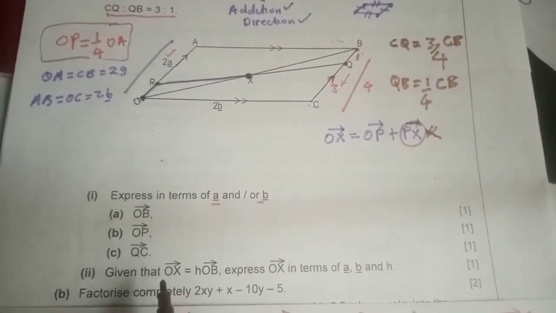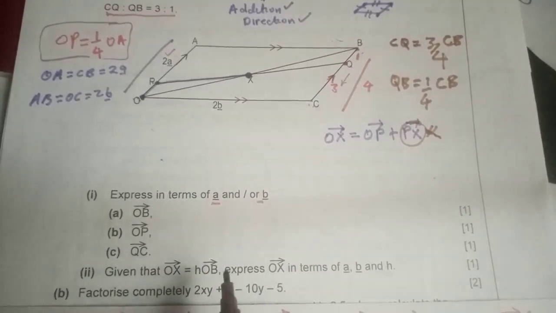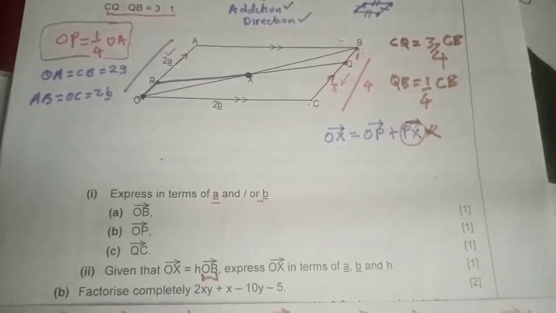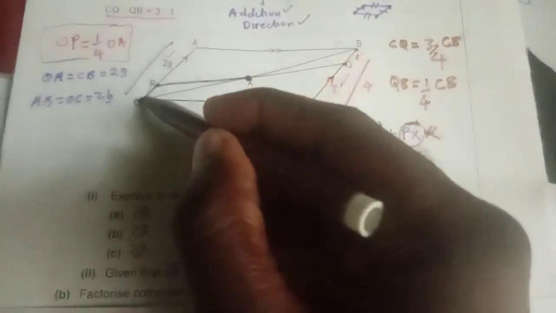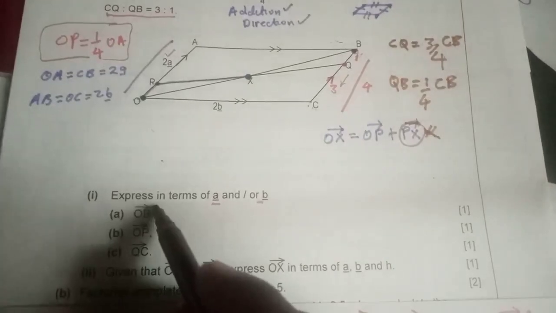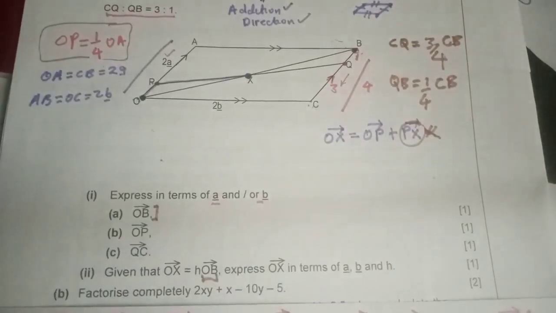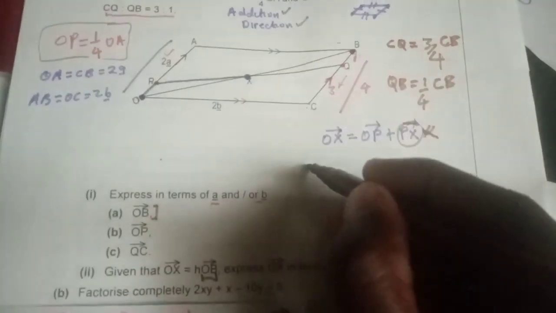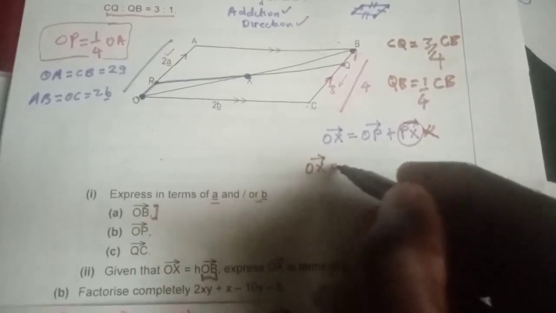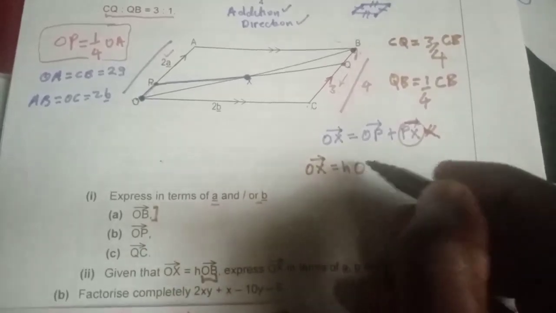So let's go back to our question. OX is equal to H OB. So let us first try to find the OB. You are here, you are going there. Now we notice that OB, we have already calculated it here. So we're just going to say OX is simply equal to H OB.